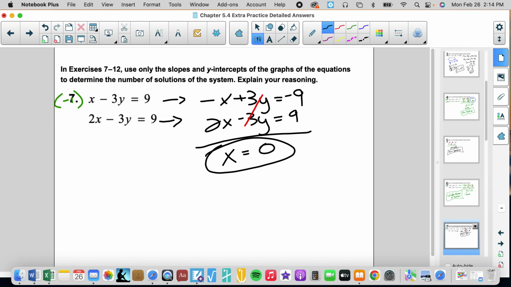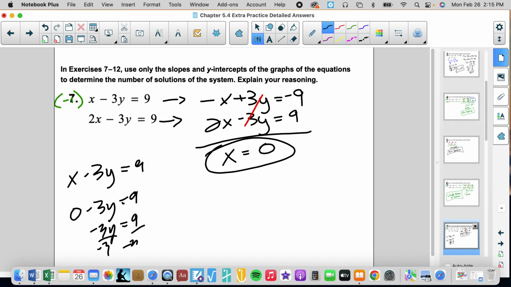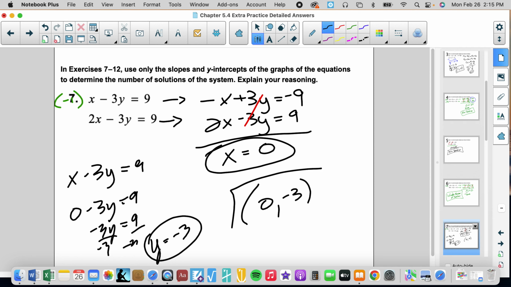And then we'll take the top equation, x minus 3y equals 9. 0 minus 3y equals 9. -3y equals 9. Divide by -3. And we get y equals -3. So the solution is 0, -3.